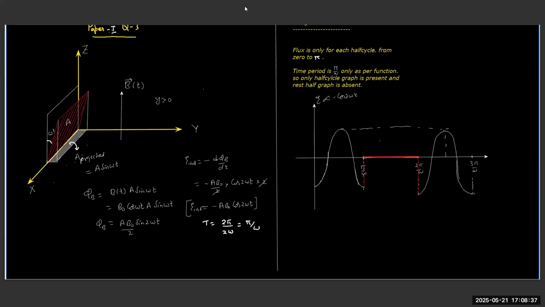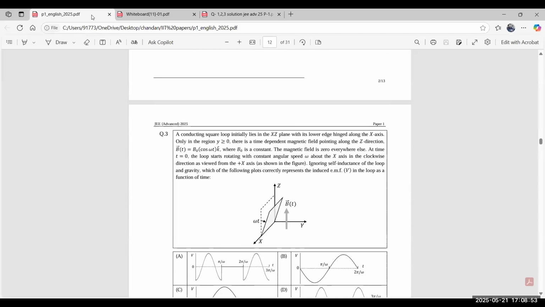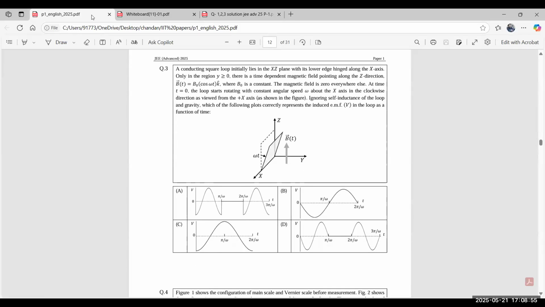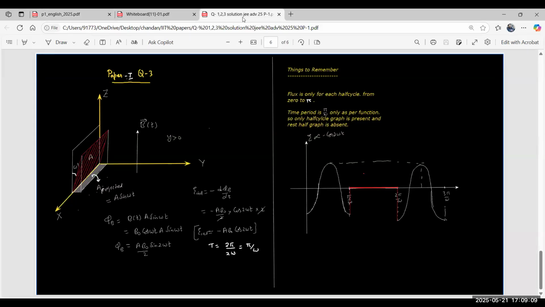Now, this is the third question, and I think if you have the question handy with you, you can just read there. Else, I'll show you. So the third question is here. So you can pause the video again and read the question carefully, and then I'll go for the solution. So I hope you have read the question. So here is the third question.